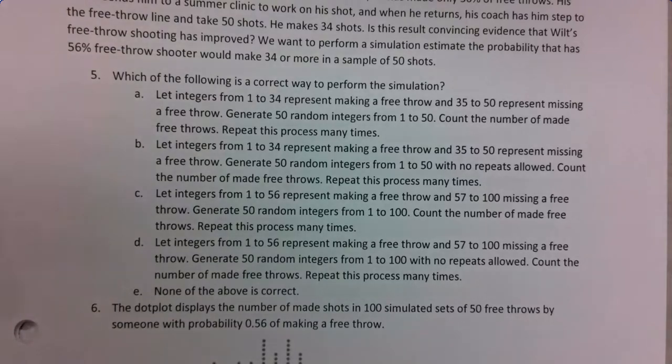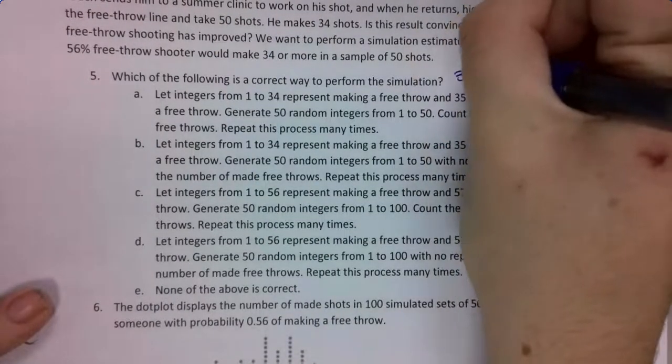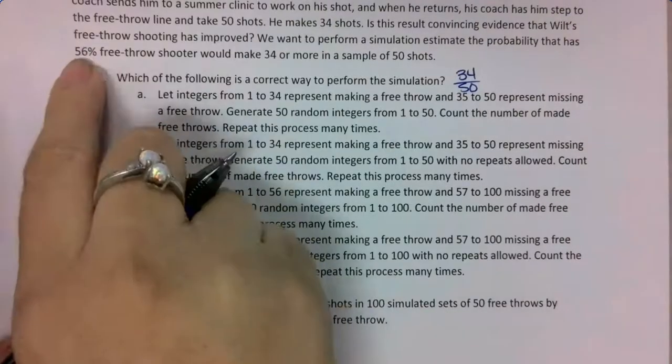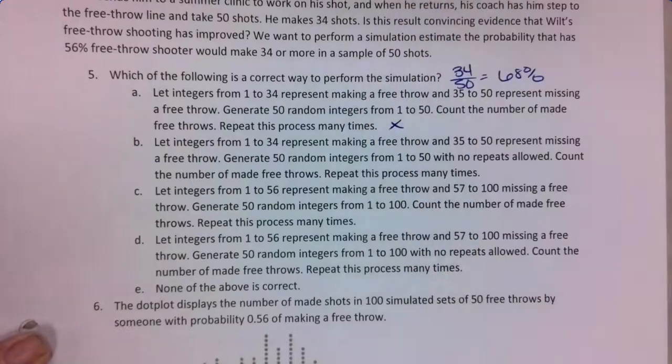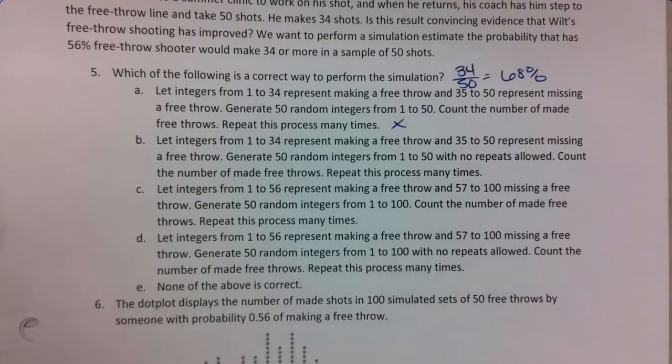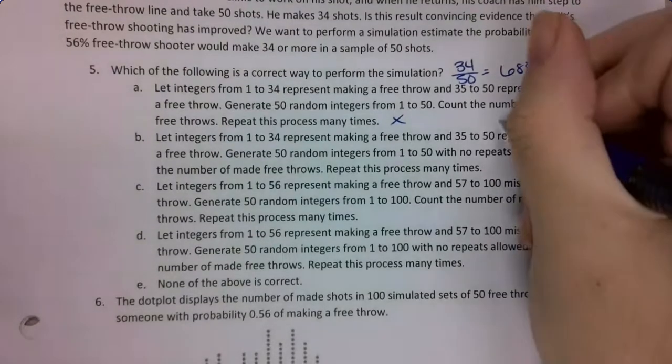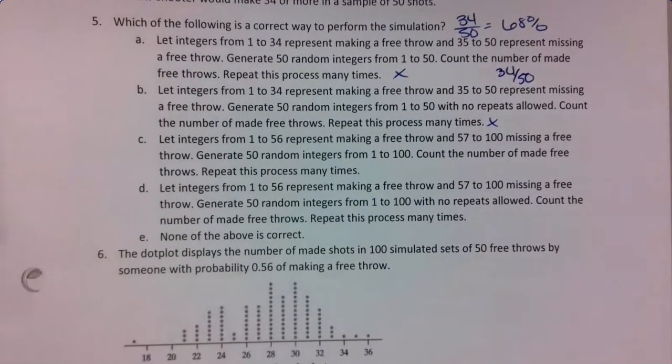So A is let integers from 1 to 34 represent making a free throw, and 35 to 50 represent missing a free throw. So this is giving him a 34 out of 50 chance, and he is currently at 56%. 34 out of 50 is 68%. This one's not my answer. B says let integers 1 through 34 and 35 to 50. Again, this is a 34 out of 50 chance, so not right.